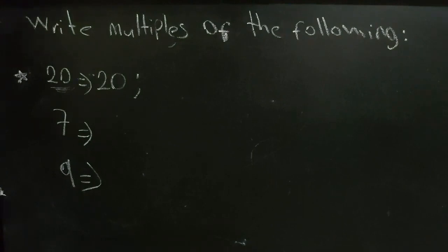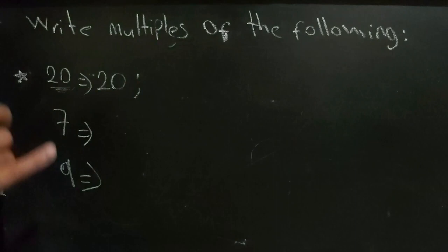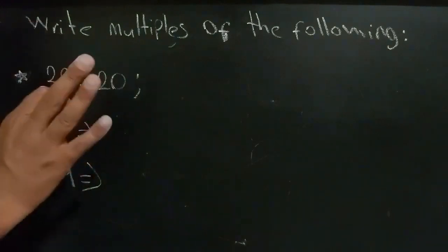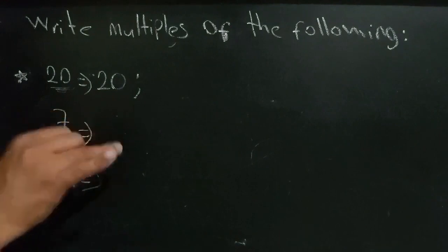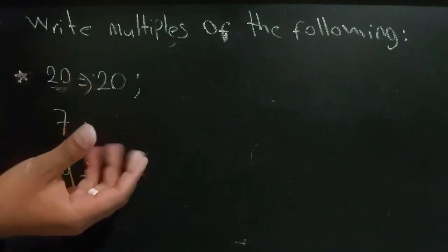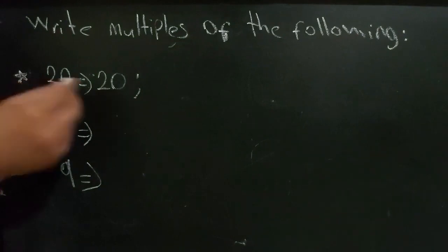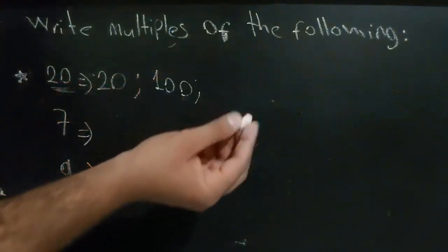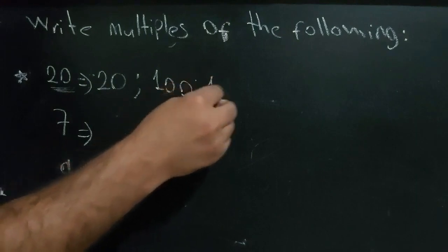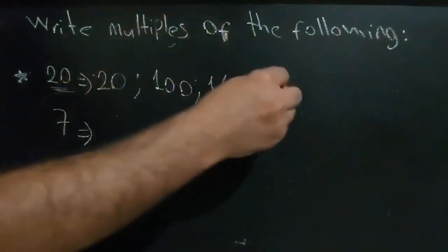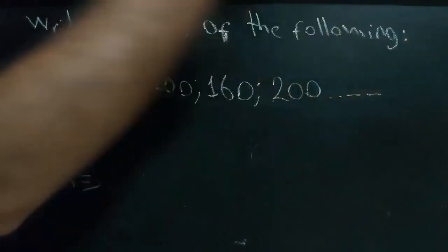So sometimes they ask you just multiples of the following. Sometimes they ask you first 3 multiples, first 5 multiples, something like that. If they ask you like first 3 multiples, first 5, you do like this. You multiply by 1, 2, 3 for first 3. For first 5, 1, 2, 3, 4, 5. But if they don't ask you those questions, you can multiply by anything. 20 times 500. 20 times 8, 160. 20 times 10, 200. It is up to you, and it goes to infinity.